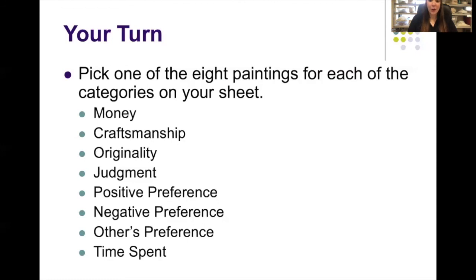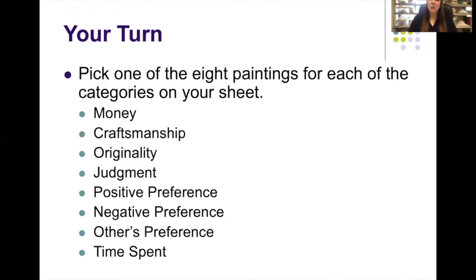The next category is originality. For this category, I want you to pick the painting that you felt like was the most original in its idea or in its composition or in its execution. Which one is different from the other ones? The next category is judgment. For judgment, this is the one that is getting the blue ribbon, the painting that you feel like is the best work of art overall. It might not be your favorite, it just is the best.